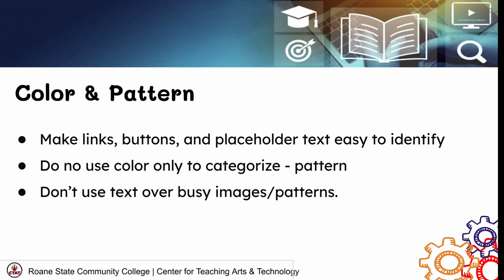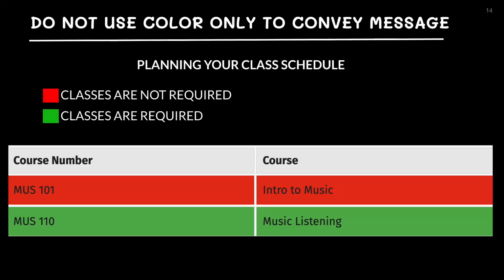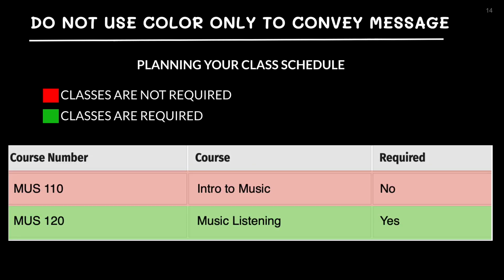Okay, so next is color and pattern. This is a big one because we don't want to rely on color alone to share information. If something is important, make sure that meaning isn't lost to someone who can't distinguish color well, like with color blindness. For example, instead of saying items in red are required, or in this case, classes in red are not required, you could add an asterisk or use a label to denote those differences.